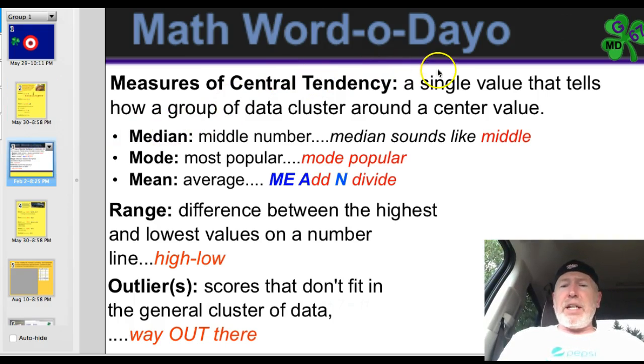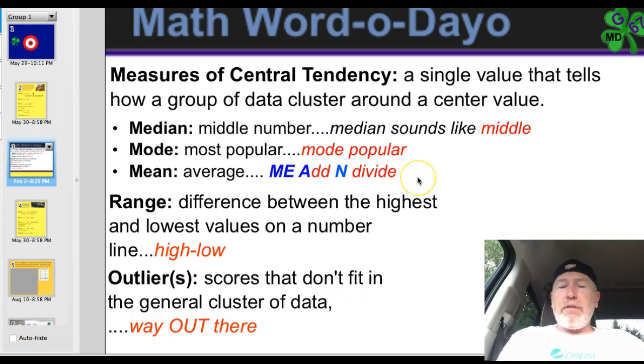The measures of central tendency. Remember, that's that single value that tells how a group of data cluster around a center value. For instance, the median, that middle number. Median sounds like middle. Mode, the most popular, or as I like to say, the mode popular. It helps me remember it. The mean or average. This is that Yoda one: me add and divide, strong with the Jedi. That's right. It works.